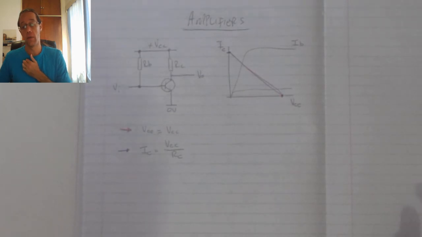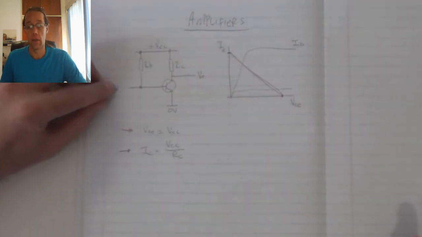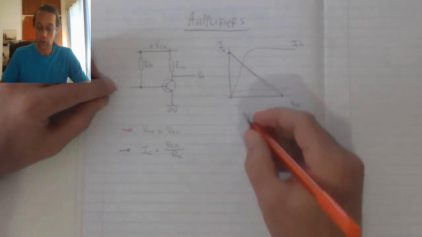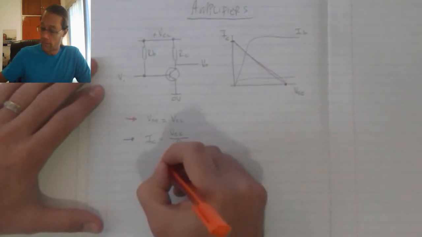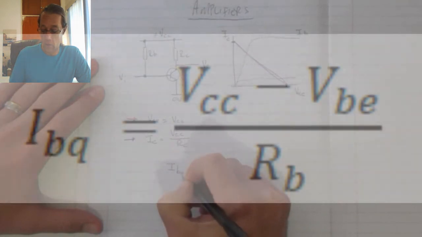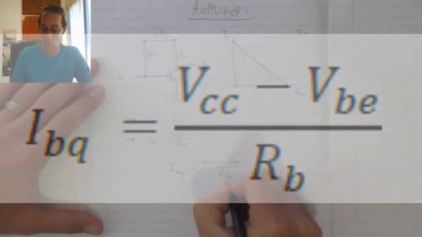Now, the Q point determines the state that the transistor is in when there's no input signal connected. In other words, it determines the gain of the circuit when it is at rest. To calculate the Q point value, we use the formula IB at Q is equal to VCC minus VBE divided by RB.